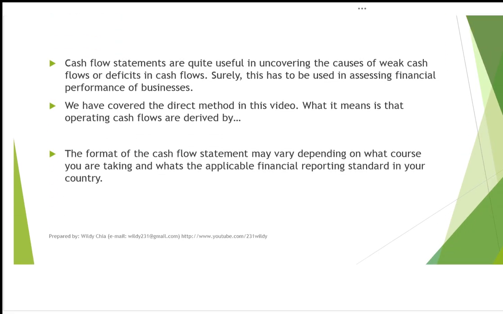Financing activities likewise do occur, but in my example they weren't illustrated. So cash flow statements are fairly simple in helping us to uncover causes of weak cash flows, like where the cash flows are coming from, right? So this is useful in assessing financial performance, and basically what we have done now is cover the direct method. Okay, so basically this is derived by taking sale collections minus payments. Fairly simple. So the format may vary depending on the course that you're taking, and also the applicable financial reporting standard.